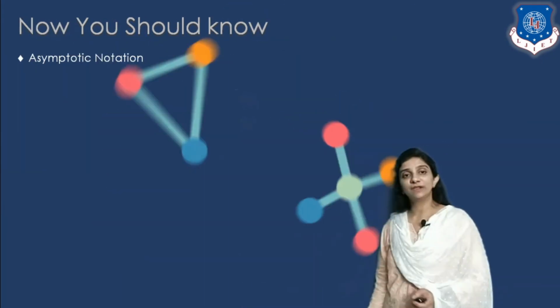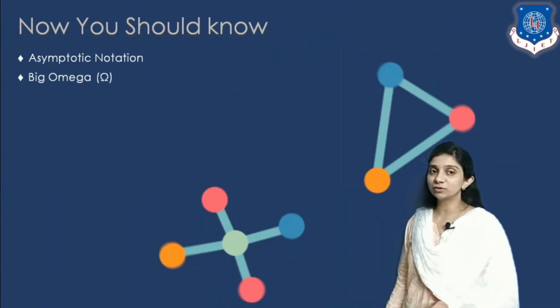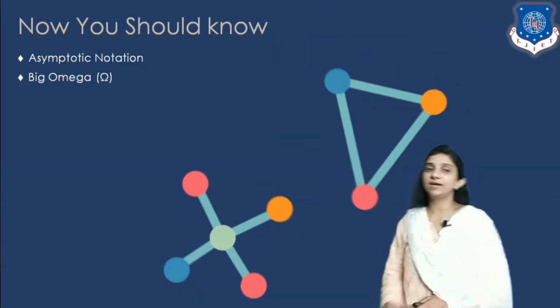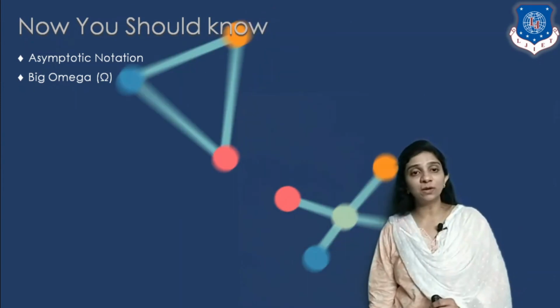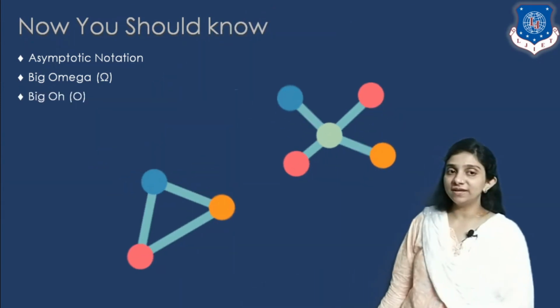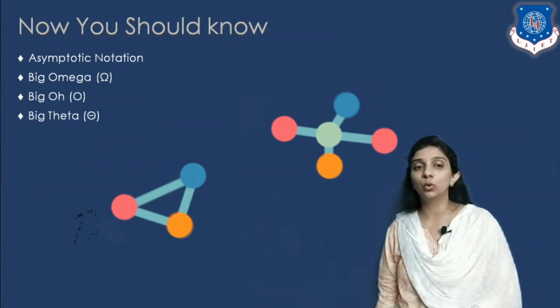At the end of this lecture, you should know what asymptotic notation is and why we are using asymptotic notation. What is big omega notation? What is big theta? And what is big O notation?